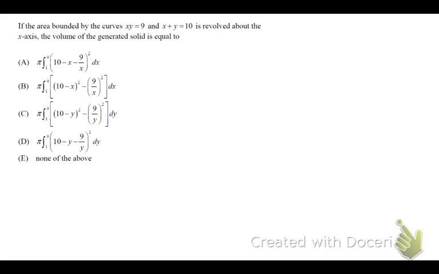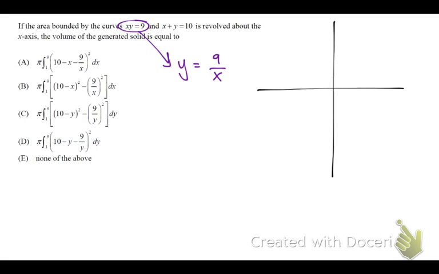First of all, it's probably a good idea to get a rough sketch of what this looks like. For the first function, xy equals 9, if we solve for y, we get that y equals 9 over x, which is a rational function that has been stretched by a factor of 9. If I draw this, it probably looks something like that, as well as like this.